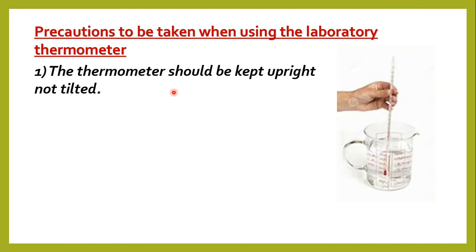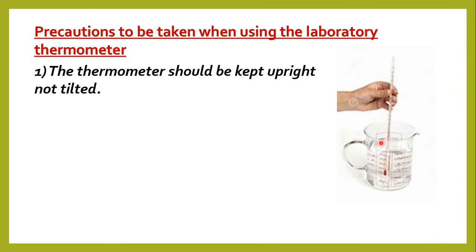1. The thermometer should be kept upright, vertical, not tilted. Not this way. The reason is to ensure uniform expansion of the mercury thread, or proper heat gain by the mercury thread. But if it's slanted or tilted, the mercury thread does not gain enough heat to expand.